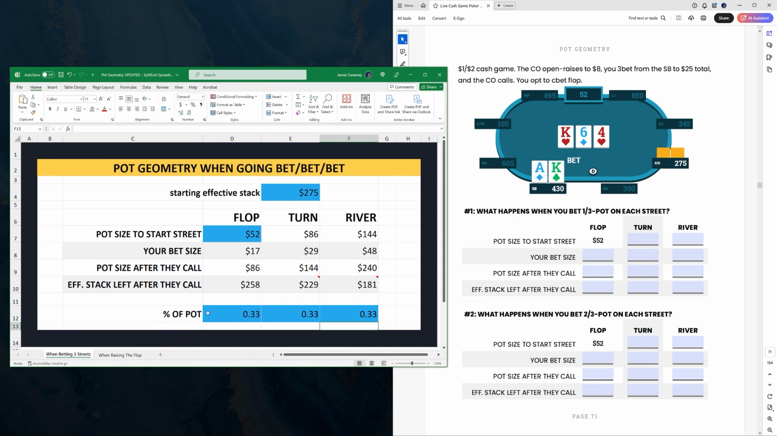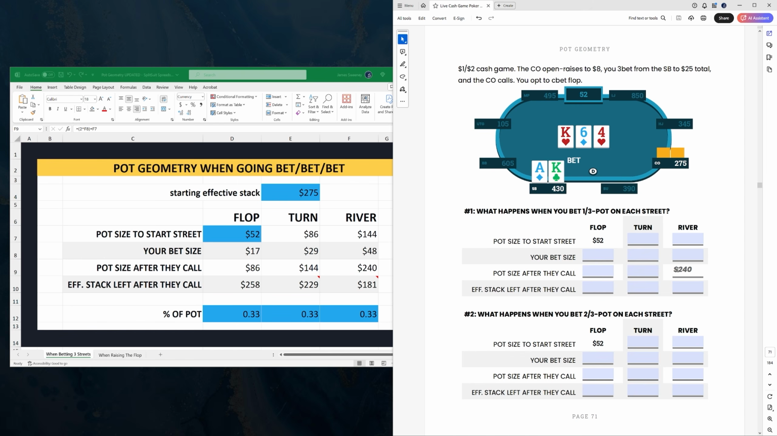Perfect. And then we see we're using a 1/3 pot bet on every single street, and we can see exactly what the bet sizes are on every single street, right? So 17 on the flop, 29 on the turn, and then 48 on the river. And the big number that I like to focus on here is really all of them on the river, but the pot size to start the street I think is very important. And then if you get called, knowing what that bet is, what is the pot size after they call? And we notice here that it is 240. So I'm just going to plug that in right this moment.